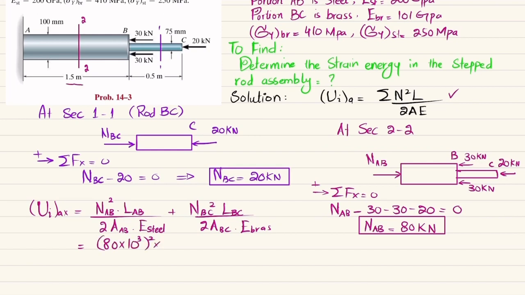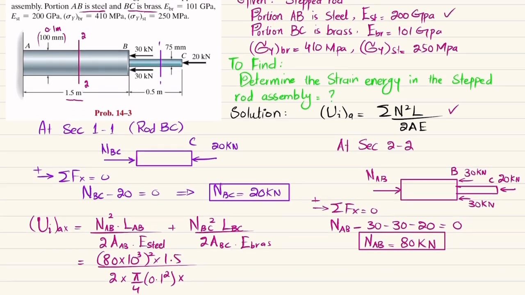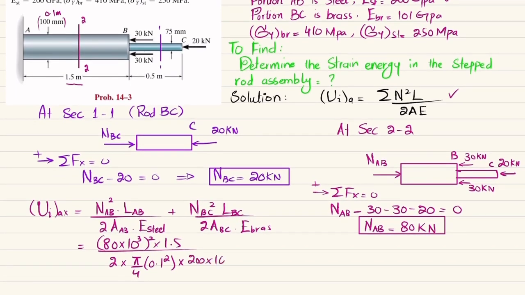Length of AB is 1.5 meter. So I will write 1.5 divided by 2 multiplied by area. You can see diameter is given 100 millimeter, which is 0.1 meter. So you can use pi by 4 into 0.1 square, and E of steel is also given as 200 gigapascal. So 200 into 10 to the power 9.